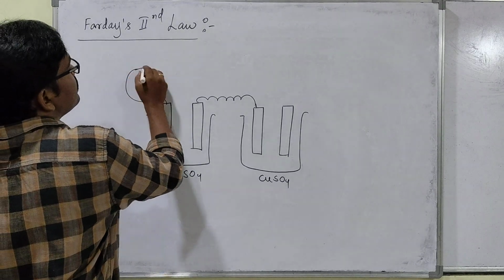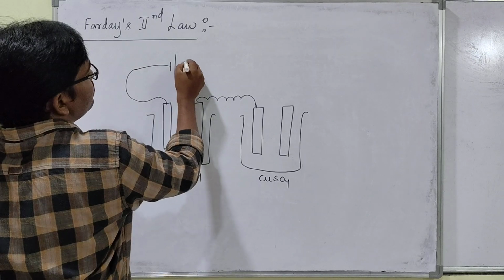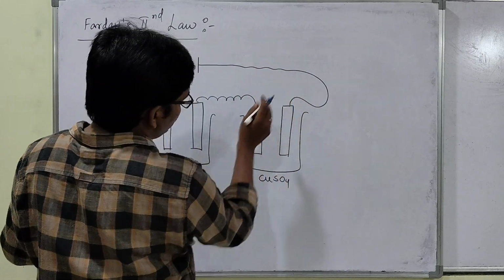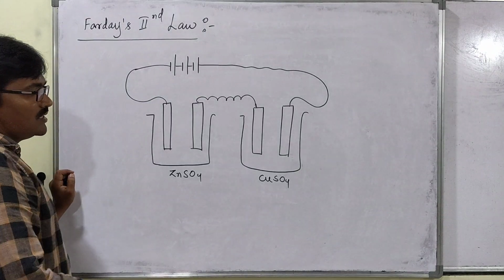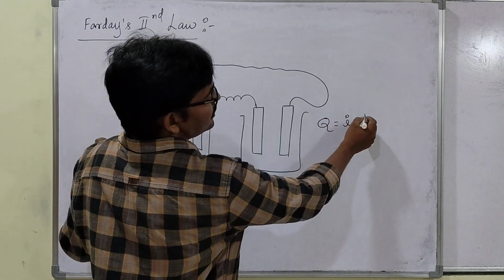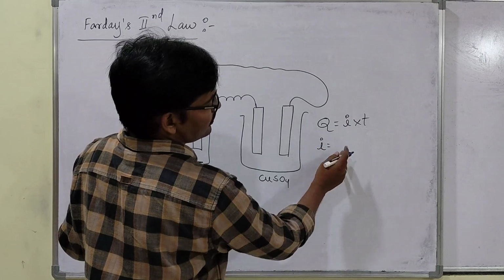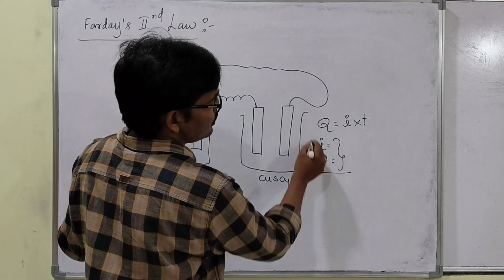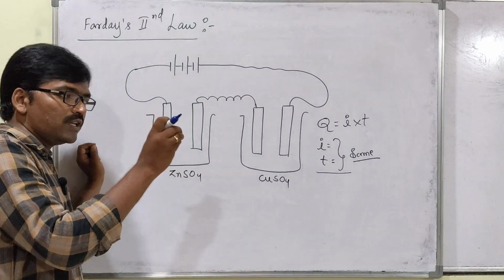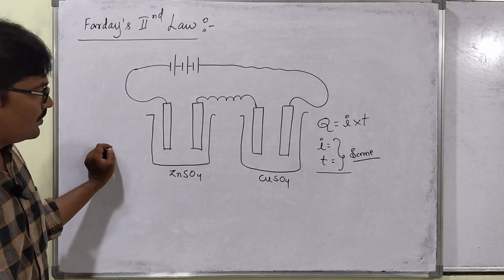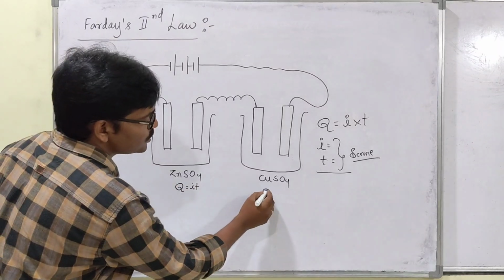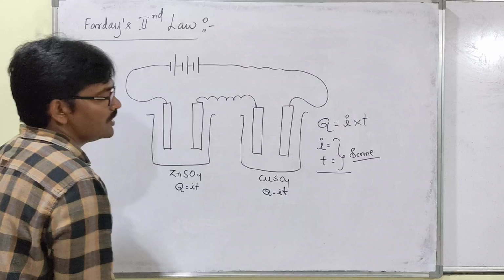Now the same quantity of current is passed through the different electrolytic solutions. Same quantity of current, which is I into what? I into T. The current is the same, and the time is also the same for both. So the quantity of current is also the same for both. Clear, my dear students? Here Q equals I into T, and here also Q equals I into T.